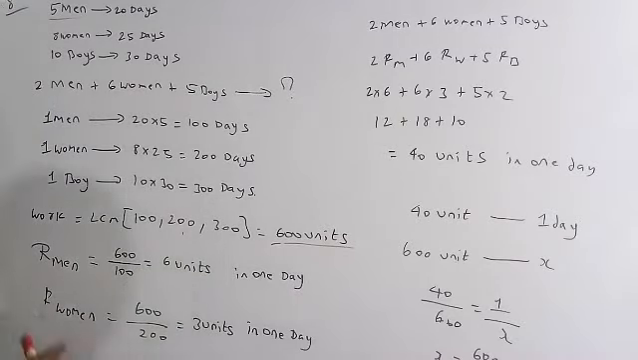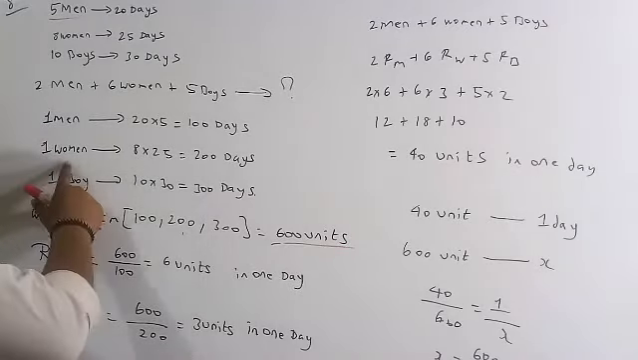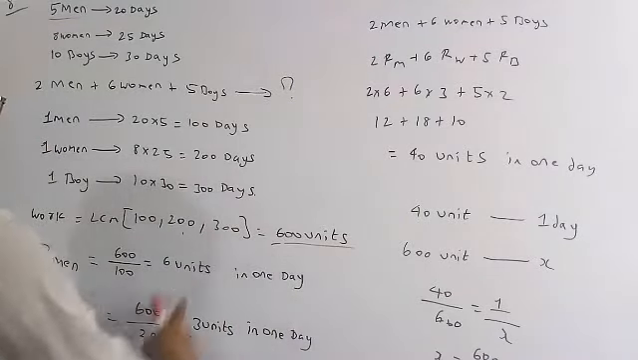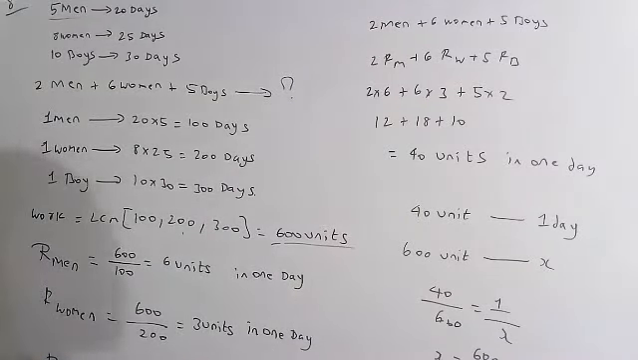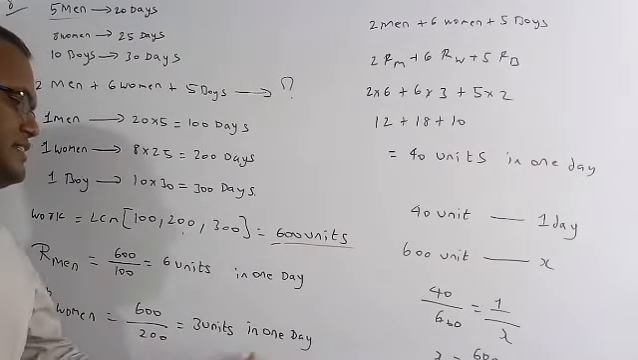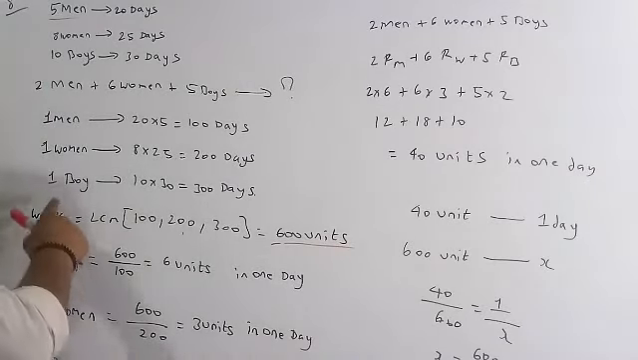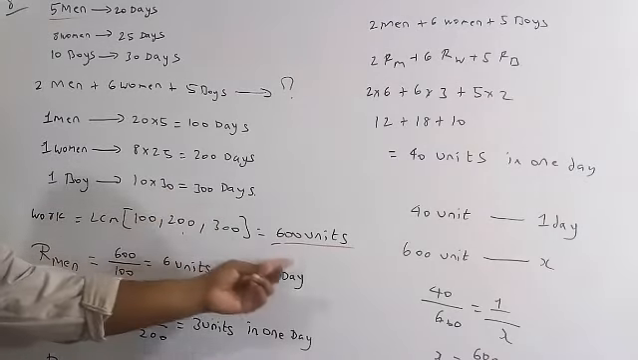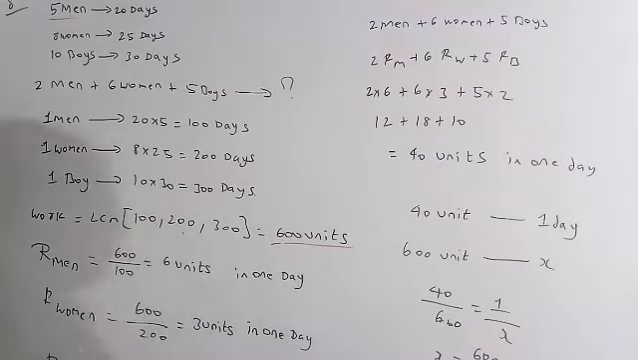And similarly I want to find the rate of the woman, means how much work a single woman can do in one day. 1 woman can do the work in 200 days and the total work is 600, so 600 by 200 is nothing but 3 units. 1 woman can do 3 units of work in one day. Similarly for the rate of a single boy: 1 boy can do the work in 300 days, the total work is 600 units, so 600 by 300 is nothing but 2. So 1 boy can do 2 units of work in one day.